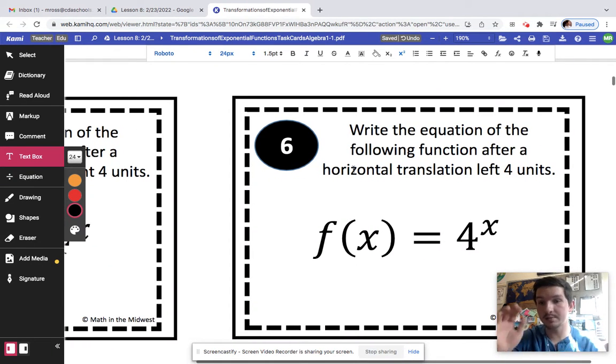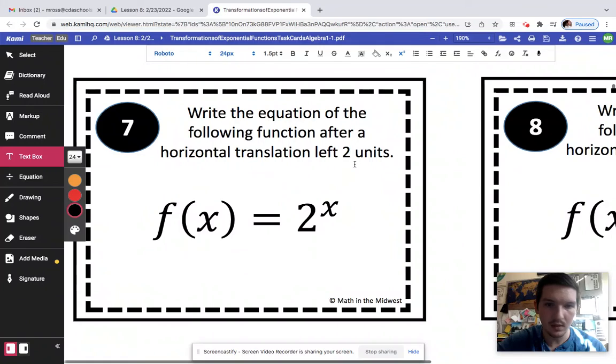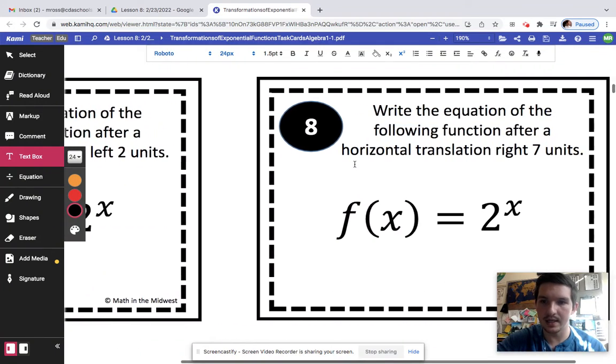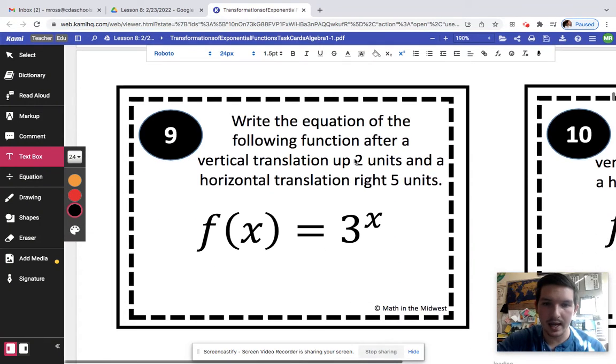Same thing falls for 6, but remember, left is going to be the opposite, so we would be adding or subtracting. Left, you think negative, but we're doing the opposite. So in reality, it should be 4 to the x plus 4. Okay, so don't forget that. 7 is the same idea. 8 is the same idea. 9, you're just doing 2 at a time. So I'll quickly do 9, and then I think we're going to run out of time. So you can watch the next video for more examples.